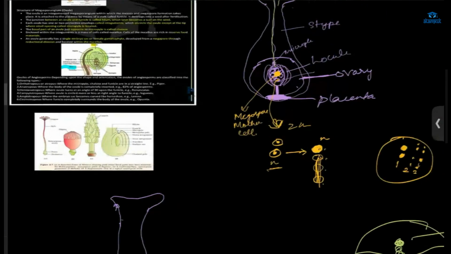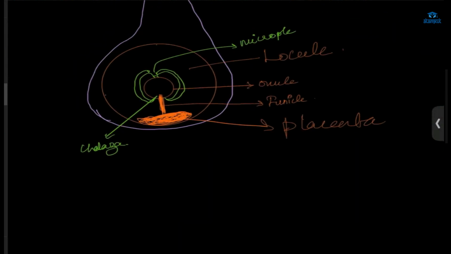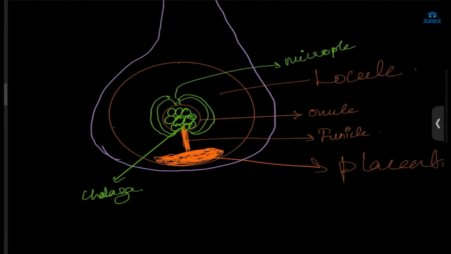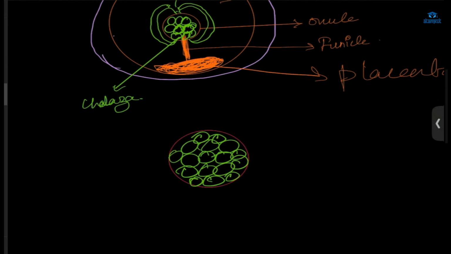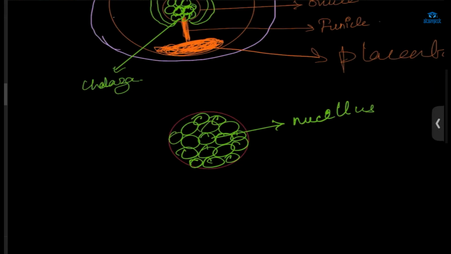Now, inside this ovule, there will be cells. First type, what will be present here? Nucellus. Let me draw this ovule and the nucellus. Like in the case of the male gamete, we had sporogenous tissue. Here we have nucellus. One of these cells matures and forms the megaspore mother cell.